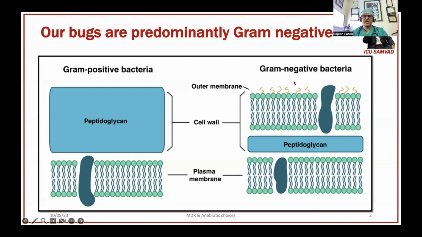As a result, for serious gram-negative infections, we generally combine antibiotics. That is the reason. Gram-negative bacteria stain pink or red, and gram-positive stain violet or purple when we do gram staining. And gram-positives are more susceptible to the antibacterials as compared to gram-negatives. So these are the differences, and our bugs are predominantly gram-negative. That you have to understand.